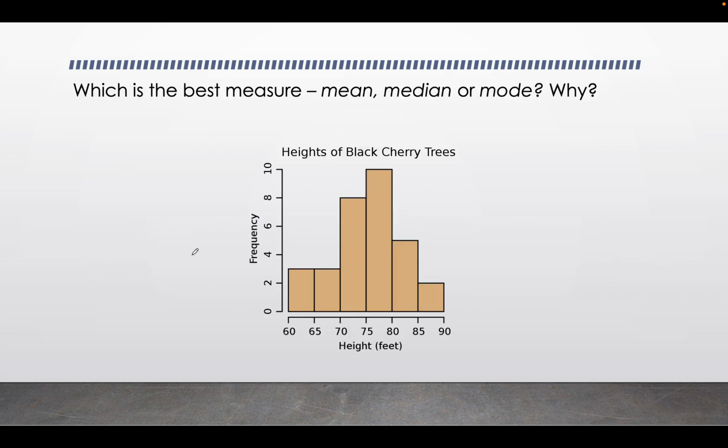Based on this histogram, this bar graph, which is the best measure, the mean, the median, or the mode, and why? I would say the mean would be the best measure here because it doesn't appear that there are any outliers. You do see most of the data here in the middle, with some data on each end though, meaning I would not call any of these outliers. An outlier you would see if you had a big gap and then something down here. That would be an outlier, but we don't have that. So I would say that the mean would be an appropriate measure to represent the heights of the cherry trees.